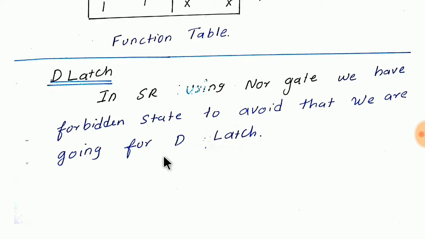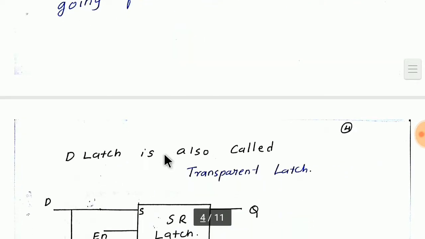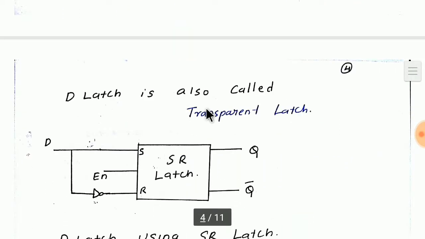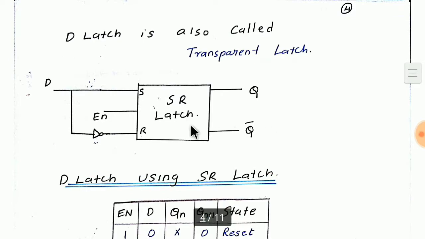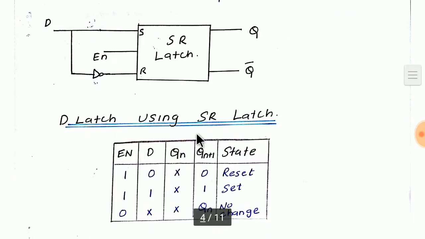To avoid that, we are going for D latch, JK latch, and other latches. D latch is also known as the transparent latch, where this is the construction in which I have constructed a D latch with an SR latch by interconnecting S and R. If my S value is given as 1, automatically my R value will become 0. If my R value is 0, automatically S value is 1, and if S value is 0, automatically R value is 1. Now let's go for this table.